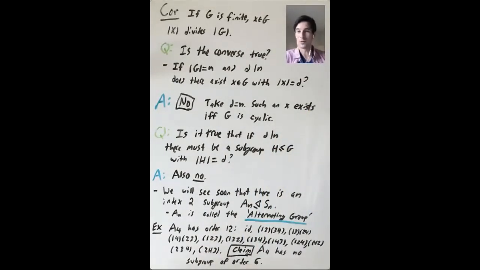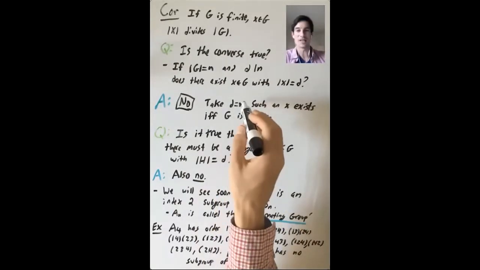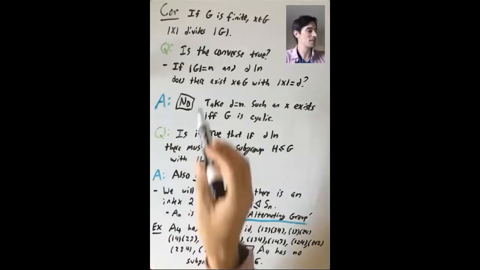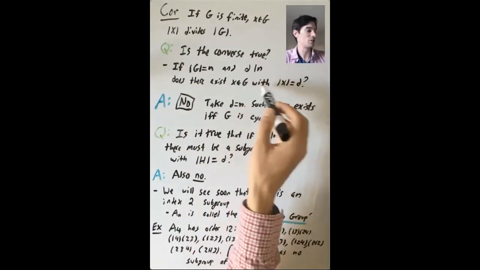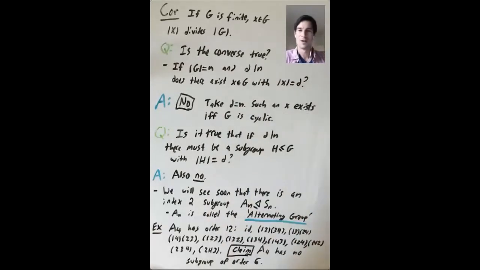If you think about the groups that we've already seen, you'll see that it's no pretty quickly. Just take d equal to n. So this would be saying G has order n. Does there exist an element x in G with order n? Well, that's exactly what it means for G to be cyclic. So the answer is yes if G is cyclic, and no otherwise. And we've already seen that there are groups like Z mod 2Z cross Z mod 2Z, which are not cyclic.